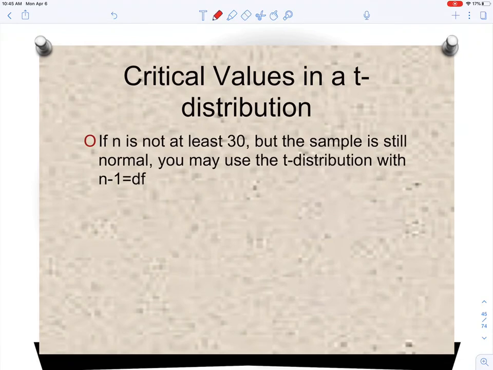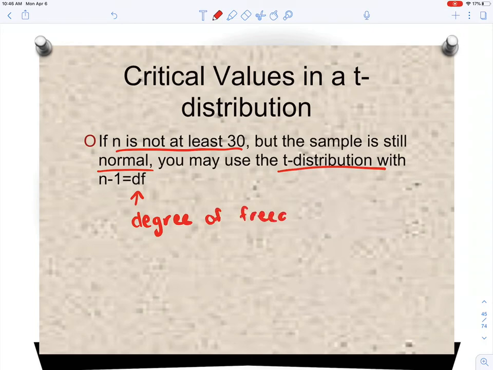If n is smaller than 30, but the sample is still normal, you may use the t-distribution, where you find your degree of freedom by doing n minus 1. So for all of these, you're going to be looking at the t-chart instead of the z-chart because your n is too small. It's smaller than 30. But it does state that your information is normally distributed. So t distribution is for anything smaller than 30. Z is for anything bigger than 30.